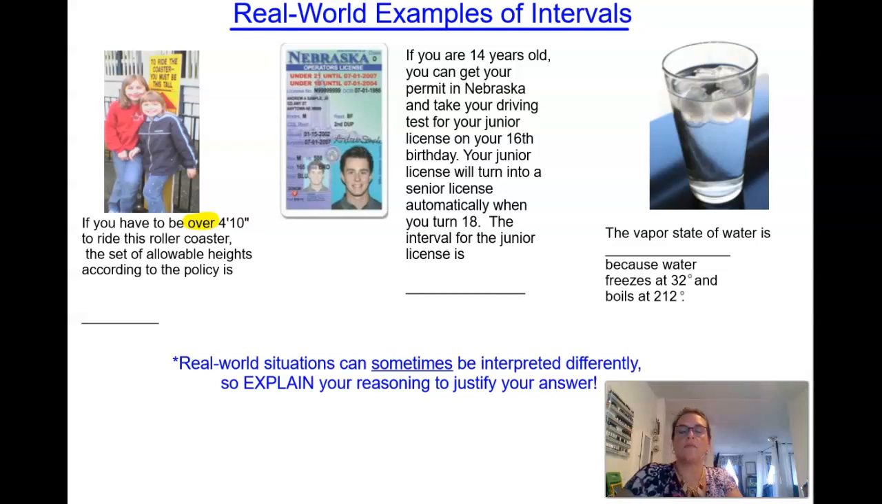Hey, so welcome back to our fourth video for inequality and interval notation. And on this page of the notes, we're looking at real-world examples of intervals.